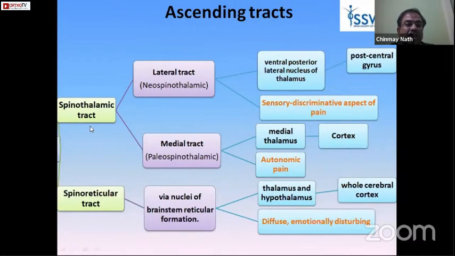There are two types of spinal tract: spinothalamic tract and spinoreticular tract. Spinothalamic tract may be lateral and medial. The lateral tract goes to the ventral posterior lateral nucleus of the thalamus, and goes to the brain. It controls the sensory discrimination of pain. Medial tract causes autonomic pain, and spinoreticular tract controls the diffuse emotionally disturbing pain; it goes to the thalamus or hypothalamus to the brain.